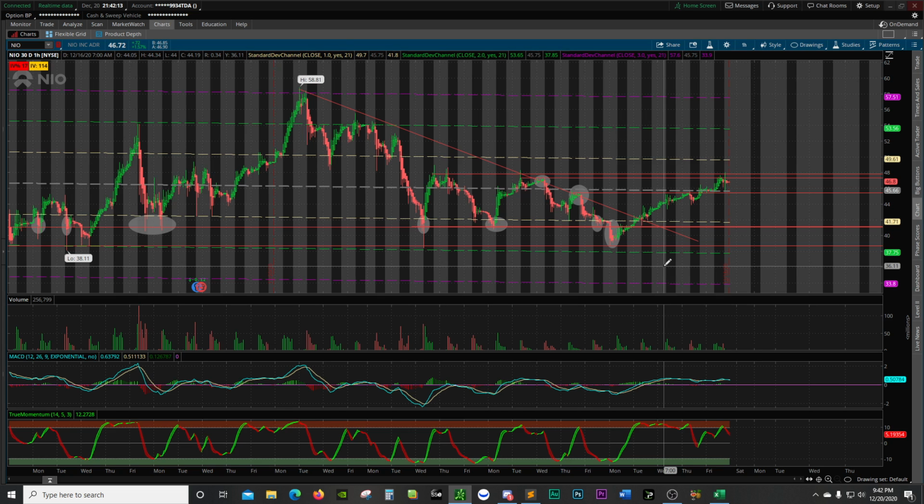I think it's going to use Tesla's strength. So whatever Tesla does, if Tesla rips tomorrow, I expect Neo to rip with it. If Tesla tanks tomorrow, I expect Neo to have some red tomorrow, right?